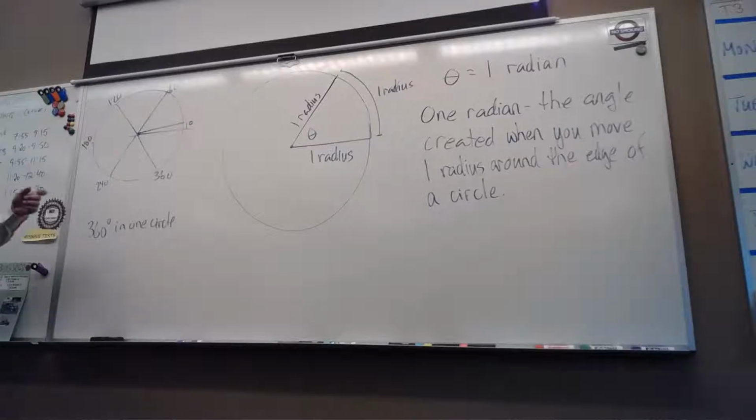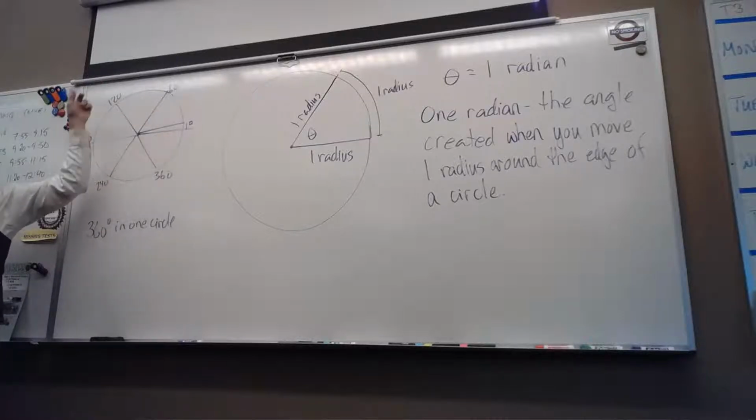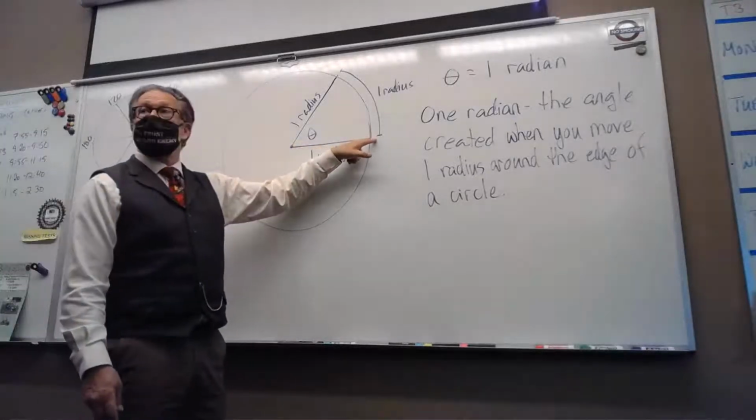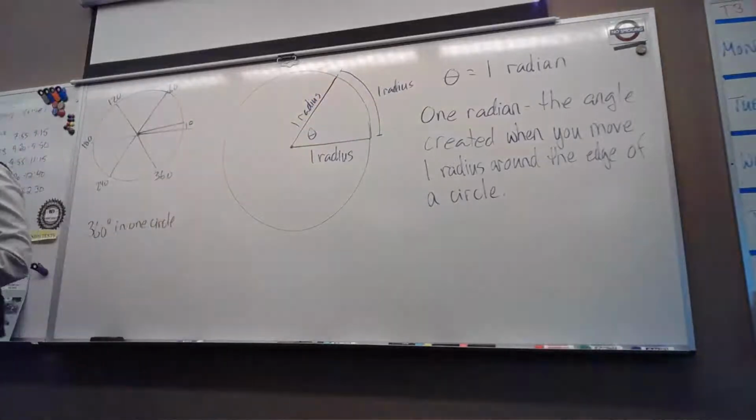So let's compare that to what we had over here. What is 1 degree? It's the angle created when you move 1/360th of the way around the circle, agreed? If you take the circumference of the circle, divide it by 360, and go that far, you've just swept out 1 degree. If I take the radius of the circle and go that far around the circle, I've just swept out 1 radian.